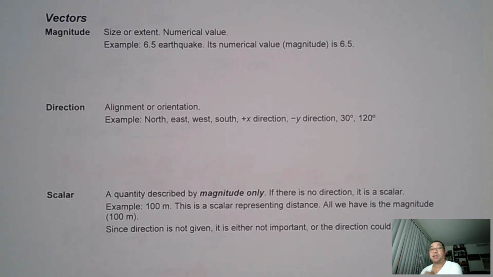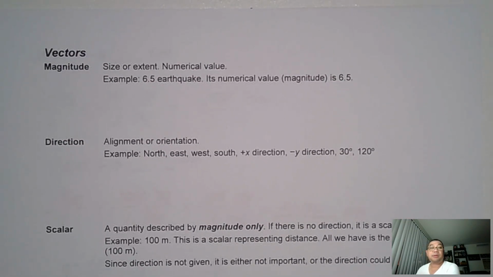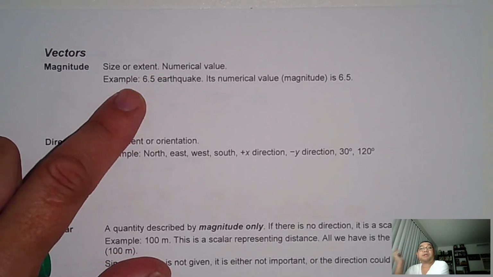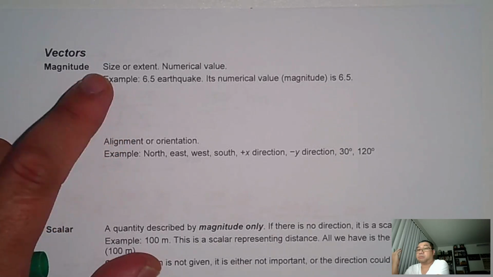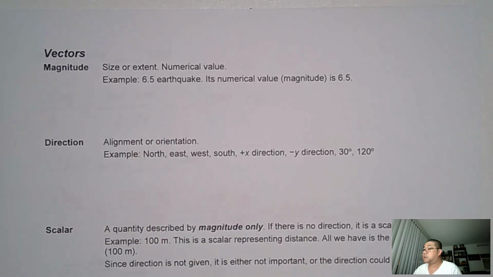Is it the vector quantity or the scalar quantity? So let's start with the word magnitude. I know most of you would say, oh, magnitude. So we're talking about earthquakes. Yes, and that's why I use this example. A 6.5 earthquake is a numerical value. That's the magnitude. The magnitude is 6.5. So it's basically the size or extent or numerical value.